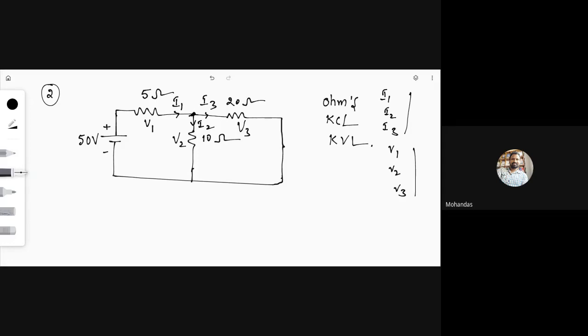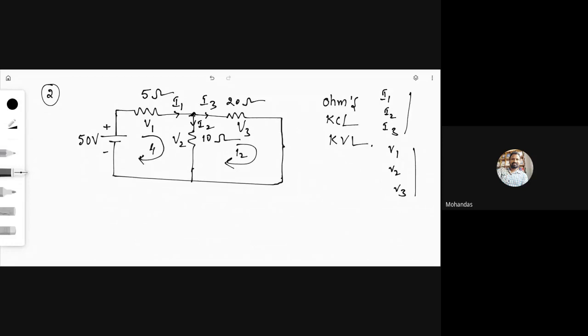How many loops are there in the circuit? This is one loop, and this is the other loop, and this is another outer loop here. So we can write two KVL equations, for this loop 1 and this loop 2.